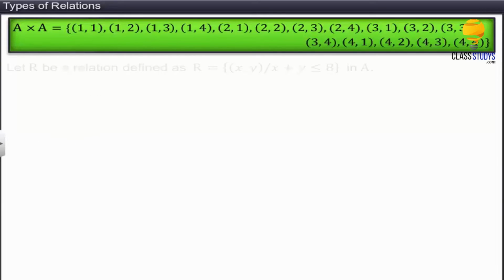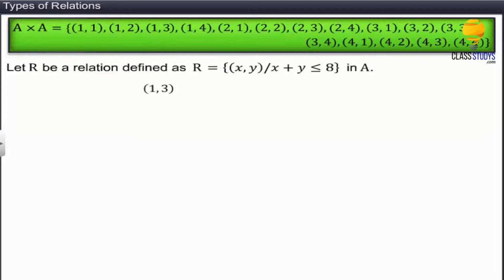Proceeding further, let us define a relation R in A as the set of ordered pairs (x, y), such that x plus y is less than or equal to 8. Choose any arbitrary ordered pair from A cross A. Observe that the sum of its elements is less than or equal to 8. Here, all the ordered pairs satisfy the condition that the sum of their elements is less than or equal to 8. Hence, we get a relation R that has all the ordered pairs present in A cross A.